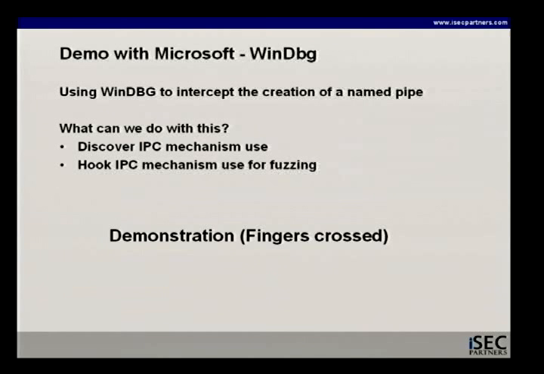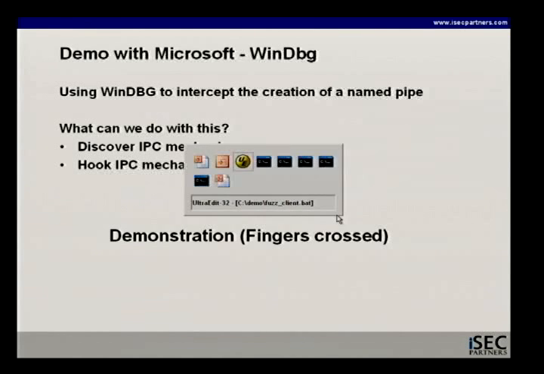I don't know if you know about security descriptor definition language, but SDDL is a kind of semi-human readable way of describing the ACLs on a securable object. You can dump that, for example. And you can also use it to hook the IPC mechanisms for fuzzing. So I'm going to give a very brief demonstration of using it for discovery.